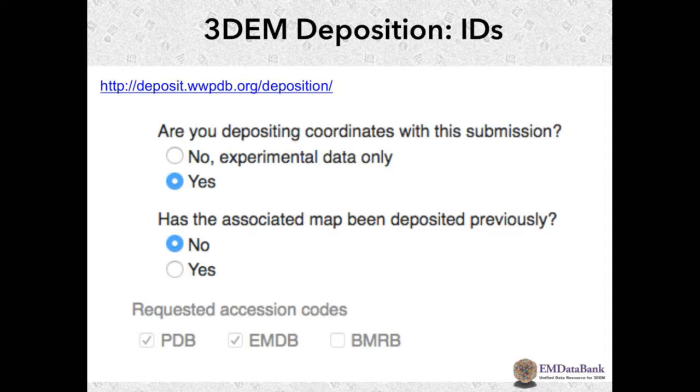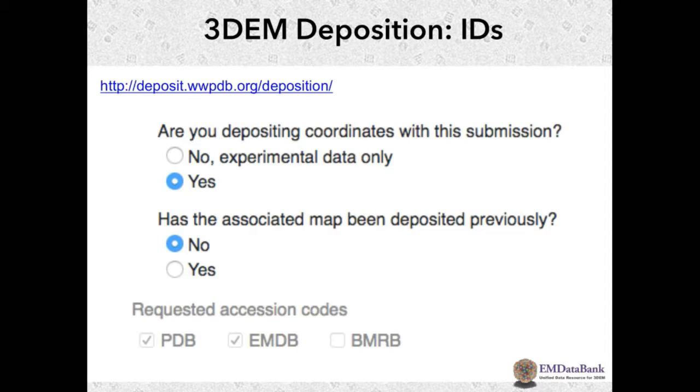And thank goodness for these questions, because before we used to just request accession codes and ask people to check boxes, and I was always worried nobody would know what to do here. So these then get automatically filled depending on how you answer the questions.